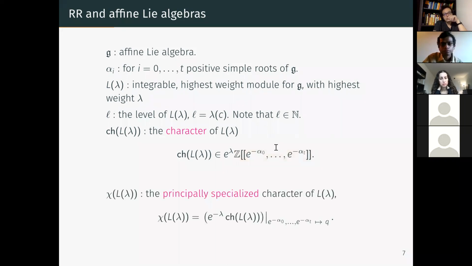And what I'm going to do is I'm going to principally specialize it. So first I'll delete this factor, but then all these formal symbols, I'll specialize them all to q. That's called the principal specialization. So again, I took a standard module and I looked at its character, and I then substituted one single parameter for all the unknowns there.